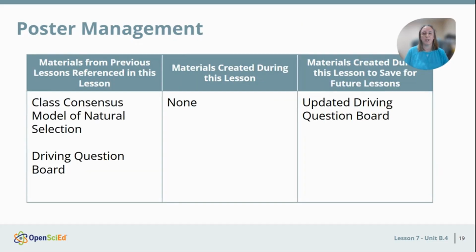In Lesson 7, we utilize our class consensus model of natural selection developed in previous lessons and our original driving question board. We do not create any new posters or materials in this lesson, but we will refer back to our updated driving question board during the lesson and future lessons.